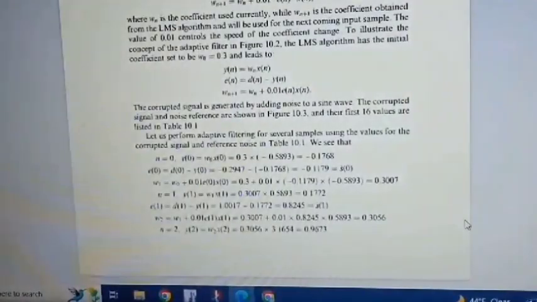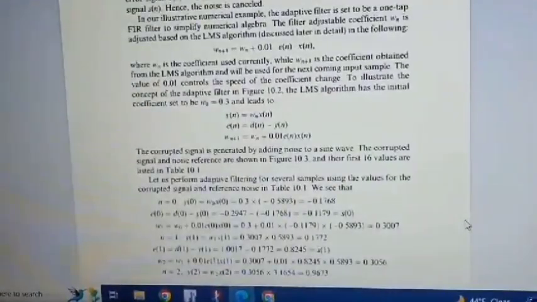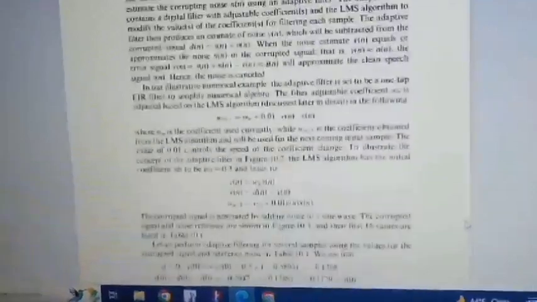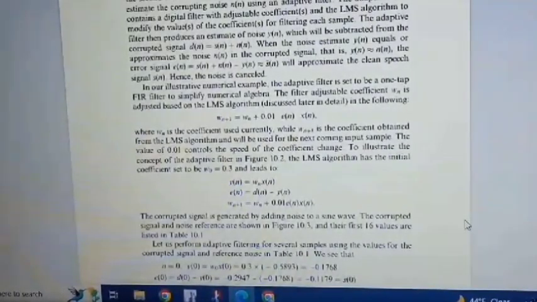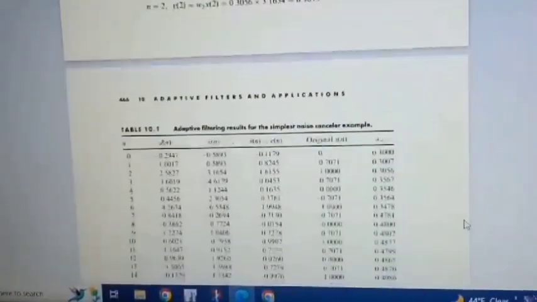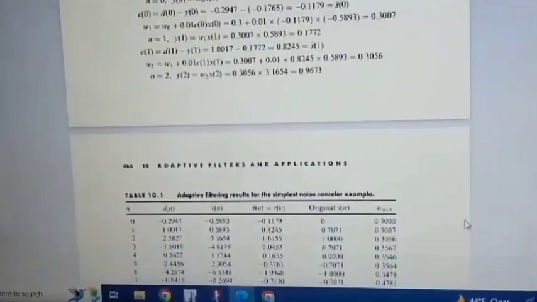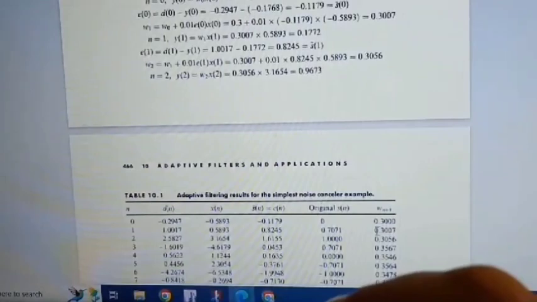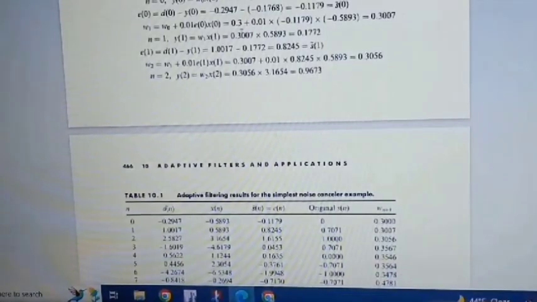Now this is the formula of adaptive filters, LMS, least mean square. We put values from this table, as you can see here. n(0) is equal to 0.3, and we put 0.3 here.